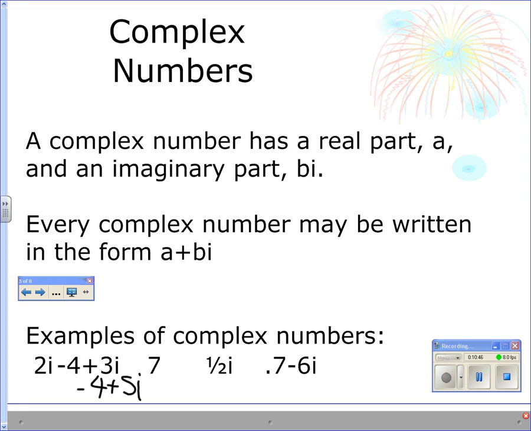Is this one a complex number? Is it in standard form already? Yes. It's still considered a complex number. It's just 1/2. That's how the smartboard does fractions.